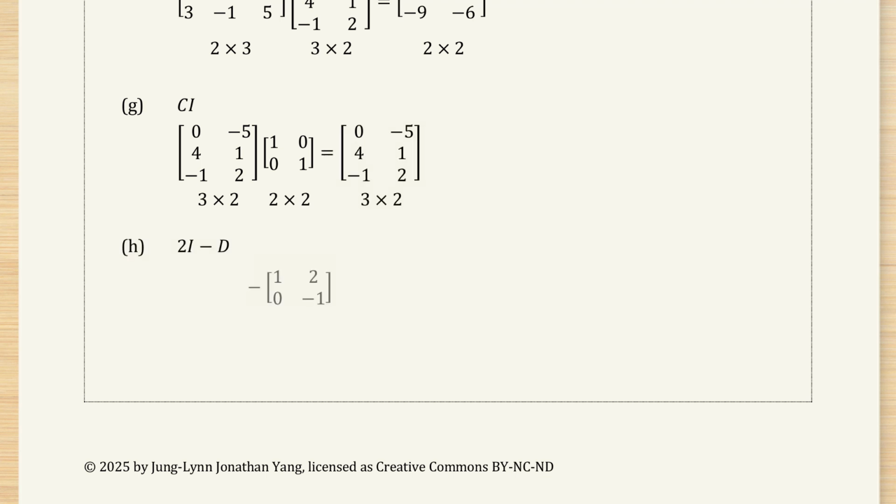2I minus D. D is a 2 by 2 matrix. So then I also needs to be 2 by 2 in order for subtraction and also addition to be defined. 2I, we multiply all the elements of the identity by 2 and then subtract D, element by element. 2 minus 1 is 1, 0 minus 2 is negative 2, 0 minus 0 is 0, 2 minus negative 1 is 3.